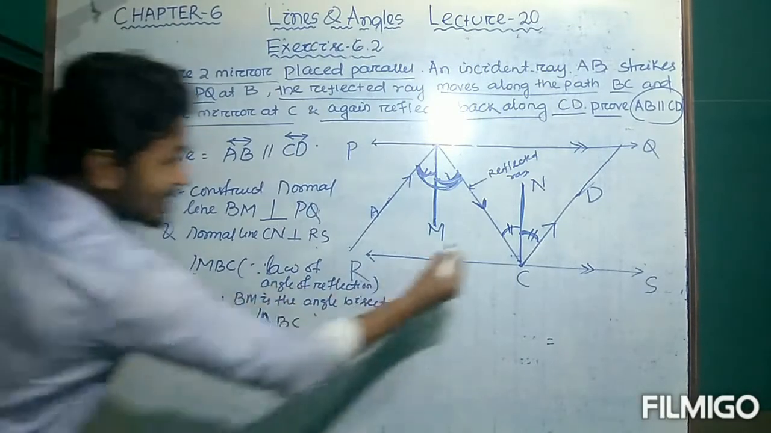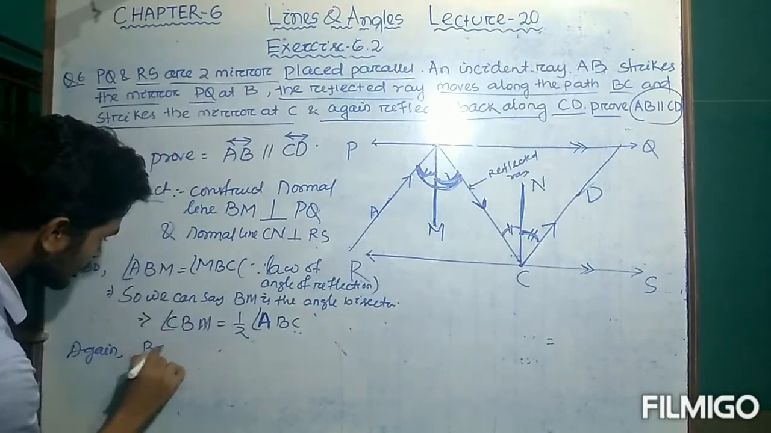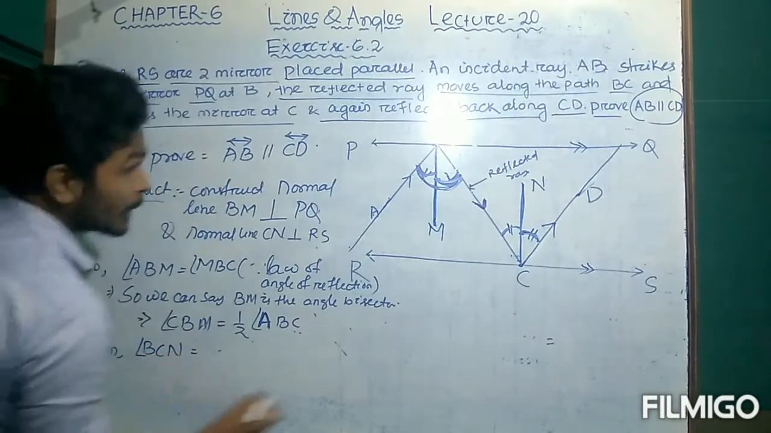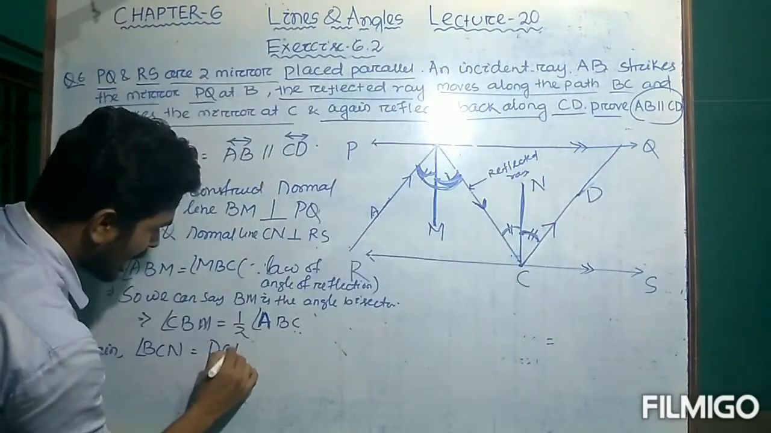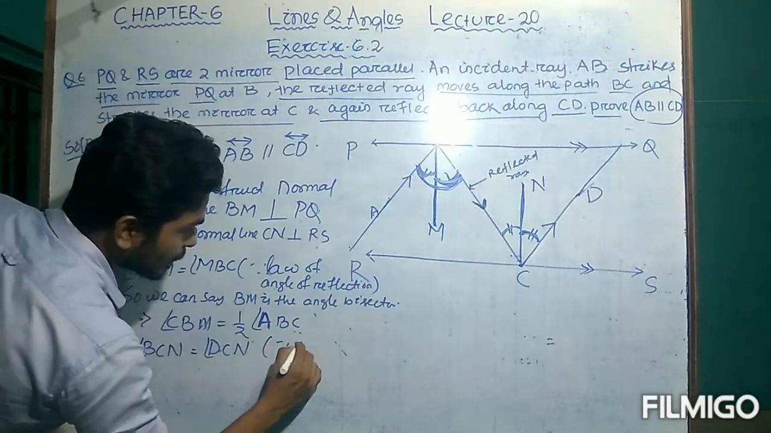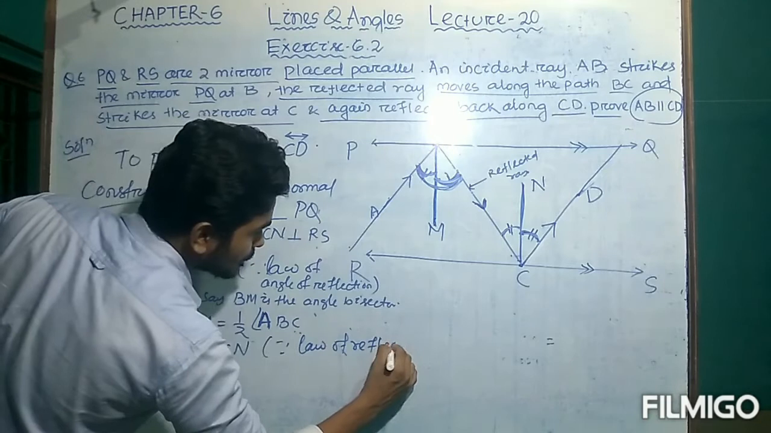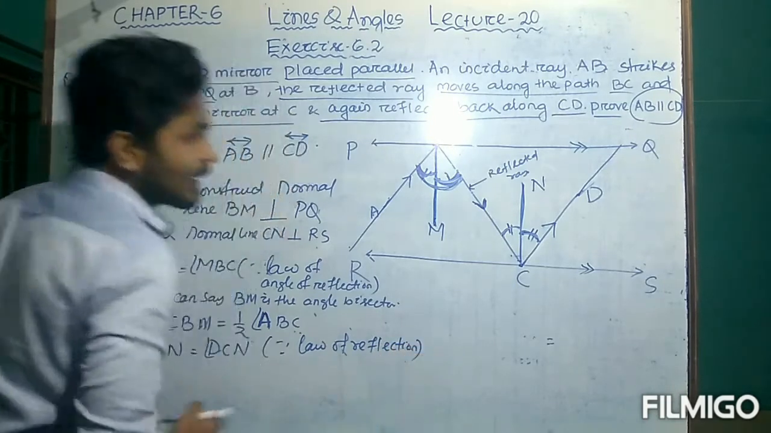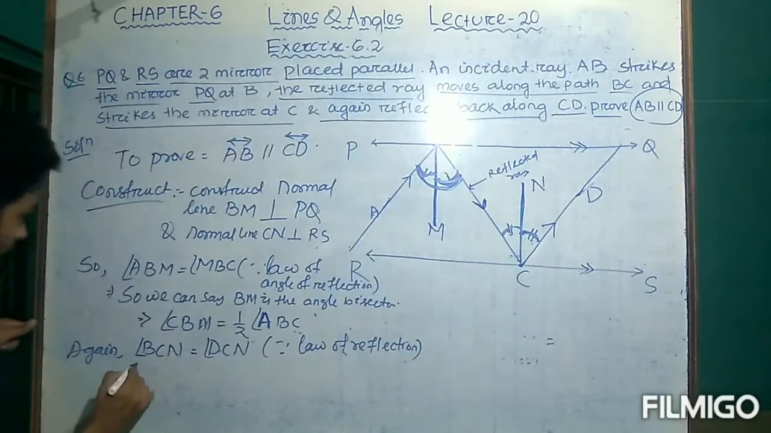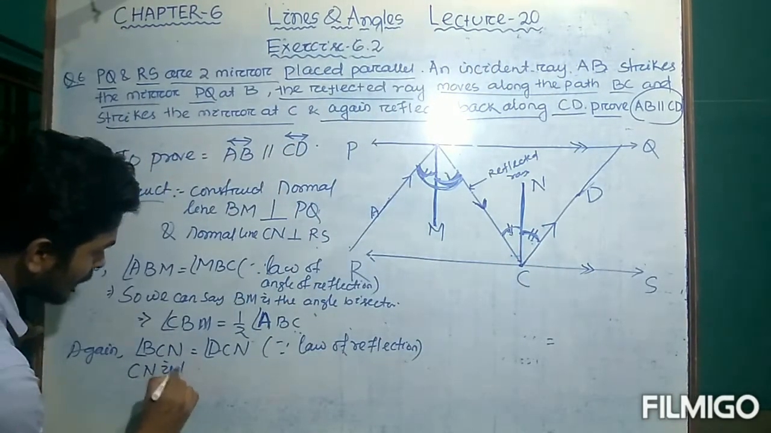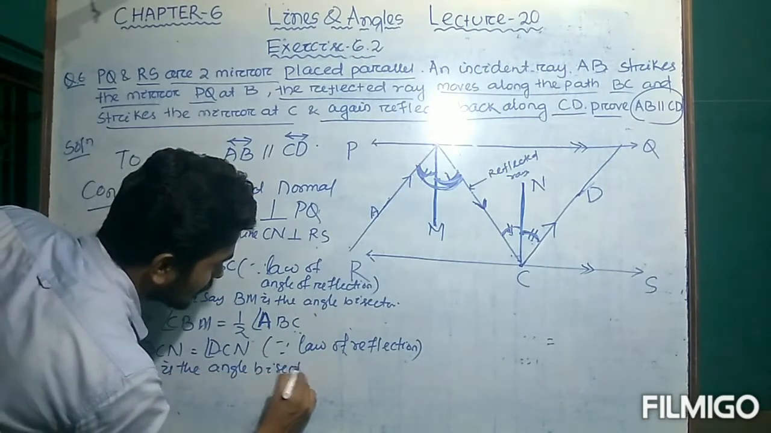So first write: this angle is equal to this angle, so angle BCN is equal to angle DCN. Why? Due to the law of reflection. Since these two angles are equal, CN is the angle bisector.